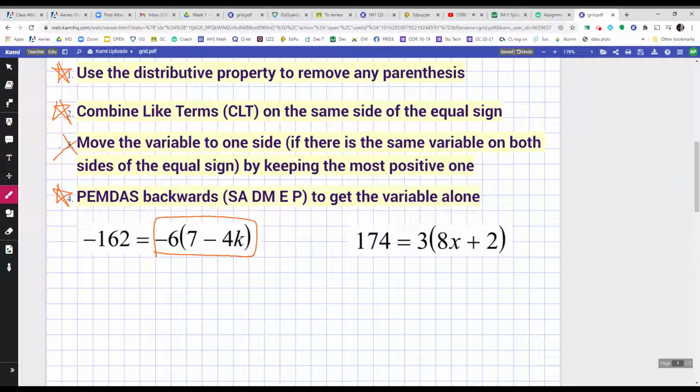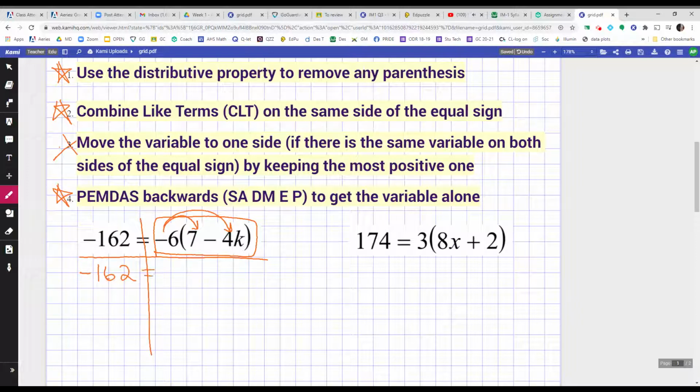I have a negative 6. It's multiplying by the parentheses. You need to write that down, that when you have a number next to a parentheses and nothing between them, they are automatically multiplying. So I'm going to multiply -6 to the 7 and -6 to the -4. I'll draw my line.